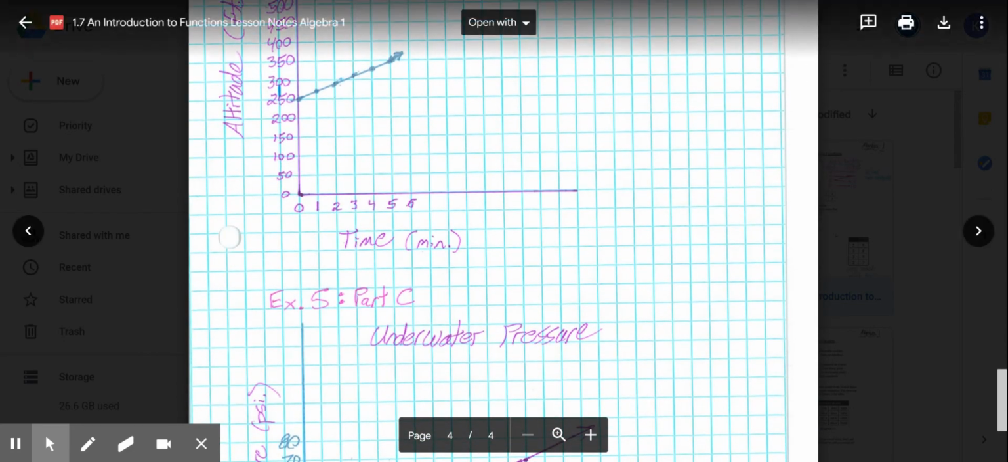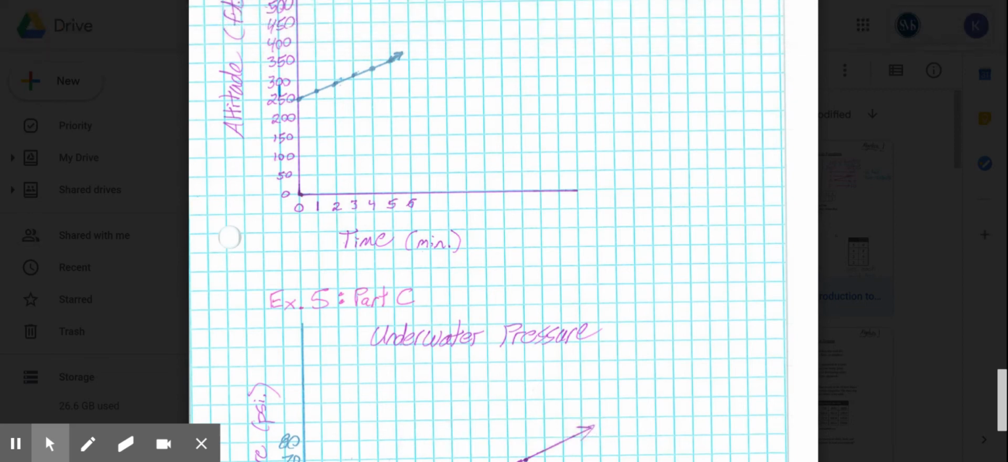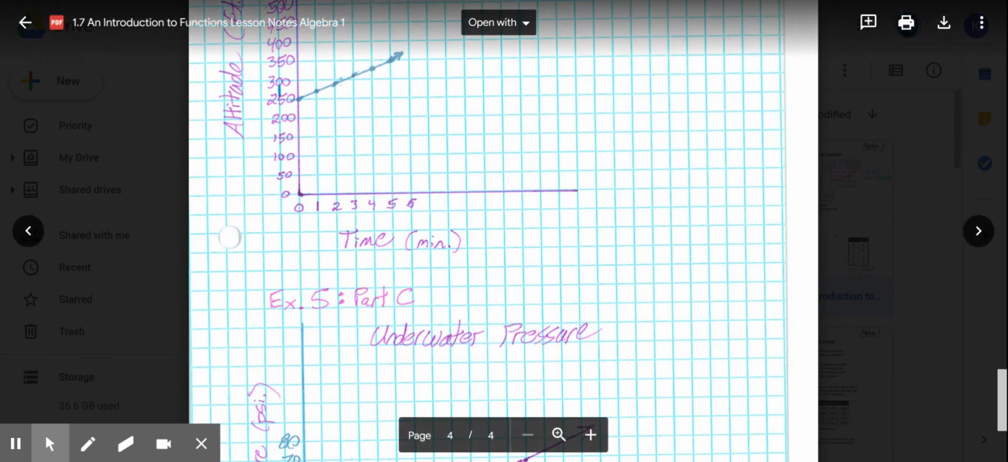So over 0, up to 250, put the point. Over 1, up to 270, put the point. Over 2, up to 290, put the point, and so on. Then you simply connect the dots, and in this case, it creates what we call a linear function because the function graph is a line.